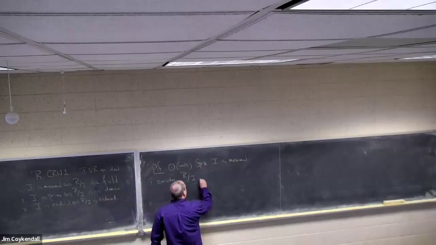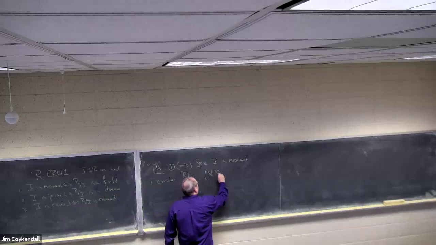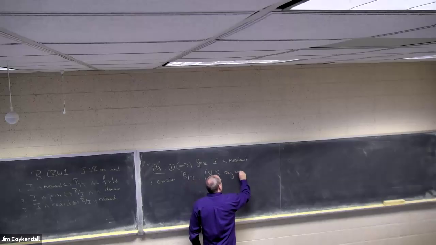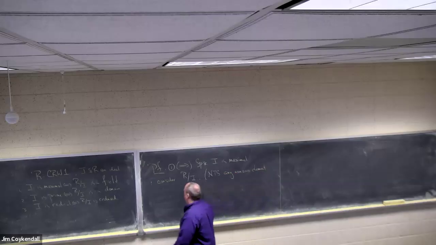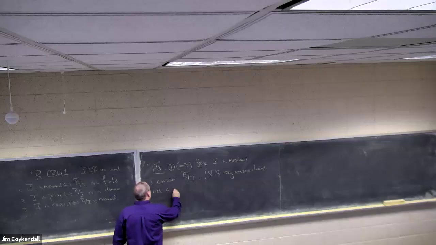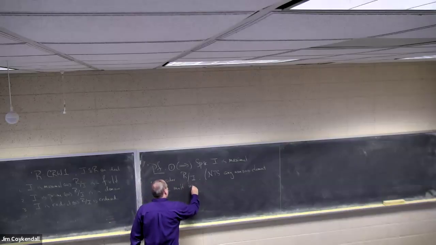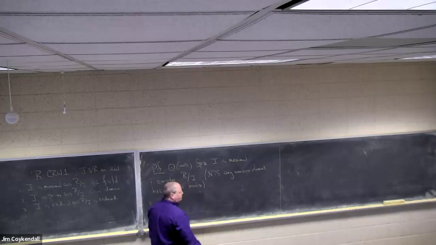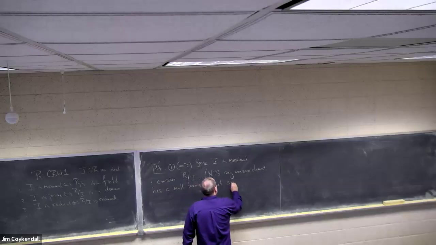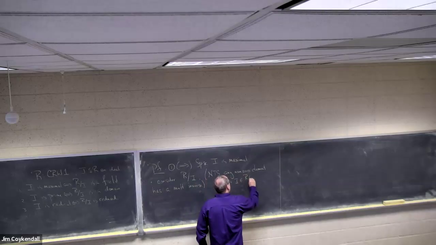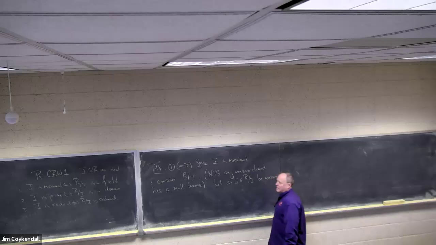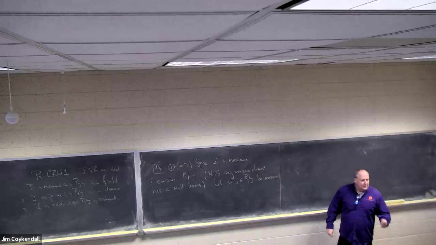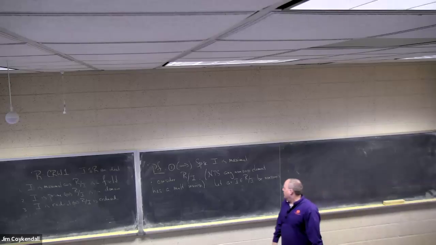So we need to show the non-zero element has a multiplicative inverse. So let's let A plus I in R mod I be a non-zero element.